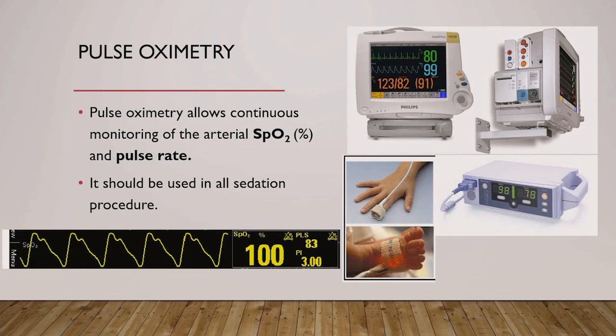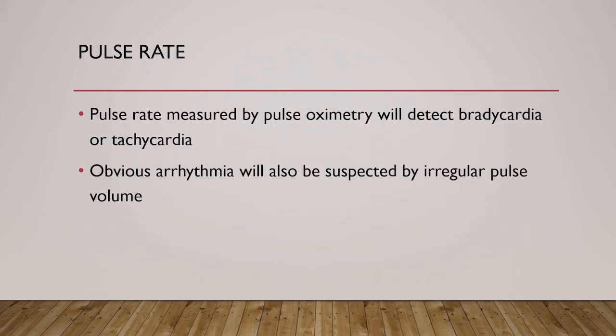So this is a pulse oximeter of a different kind. It allows us to have continuous monitoring of the SpO2 and the pulse rate. So this is the waveform, and also this is the pulse rate, and it should be used in all sedation procedures. The pulse rate measured by the pulse oximeter will detect bradycardia or tachycardia. If there is a very obvious arrhythmia, it can also be noted by the irregular pulse volume.